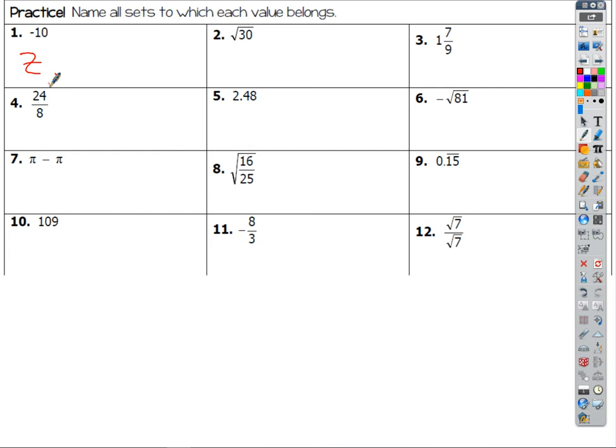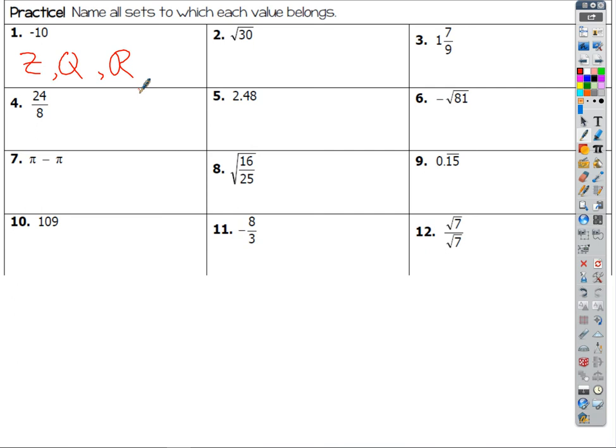So if it's an integer, what else must it be for sure? It's got to be rational. Okay? And then we could even go maybe one step further. Real. Yeah, they're all real numbers, aren't they? That'll go in all of these.